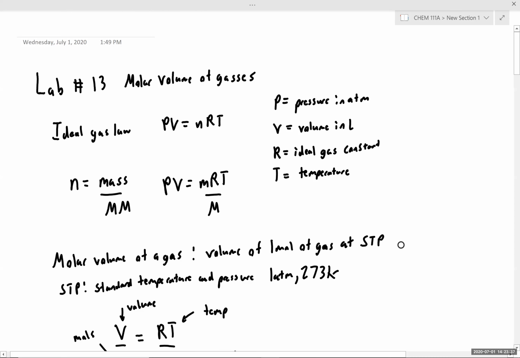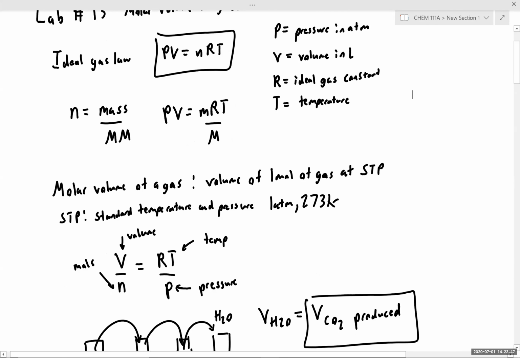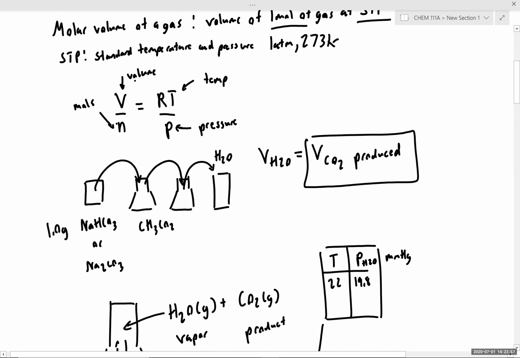So first and foremost, we're looking at the molar volume of a gas. The ideal gas law shows us PV is equal to nRT. The molar volume of a gas is the volume of 1 mole of gas at STP. The molar volume is defined as the volume over the moles. We measured the volume of carbon dioxide produced by reaction of sodium hydrogen carbonate and sodium carbonate with acetic acid. The volume of water collected is equal to the volume of carbon dioxide produced.